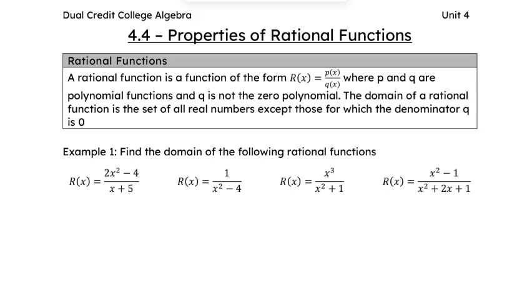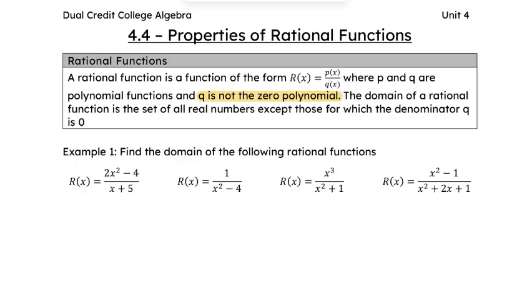Hey guys, today we're looking at rational functions. 4.4 kind of switches gears a little bit, and we're going to start looking at rational functions for the rest of the unit. So we've got a definition right here. It says a rational function is a function of the form r of x is equal to p of x over q of x, where p and q are polynomial functions, and q is not the zero polynomial.